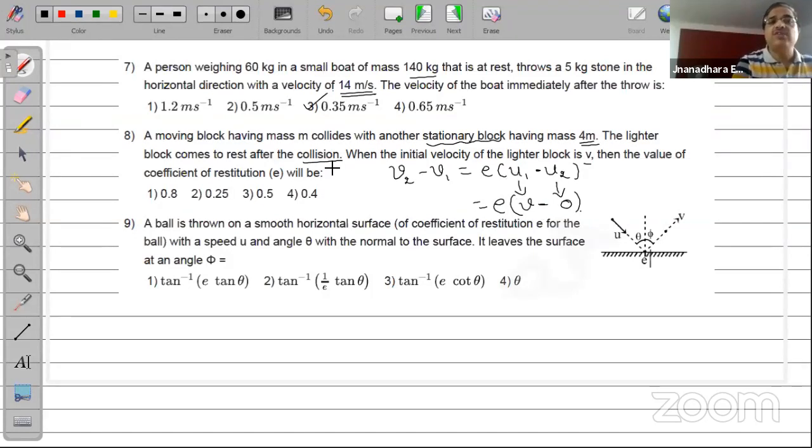And after the collision, what happens? The first block will come to rest, so V1 is 0. Now, V2 therefore will be equal to this. So V2 minus 0 is equal to this. Or in other words, I get V2 to be equal to E times v. All right. Keep this idea in mind. I got this purely by applying Newton's law of collision.